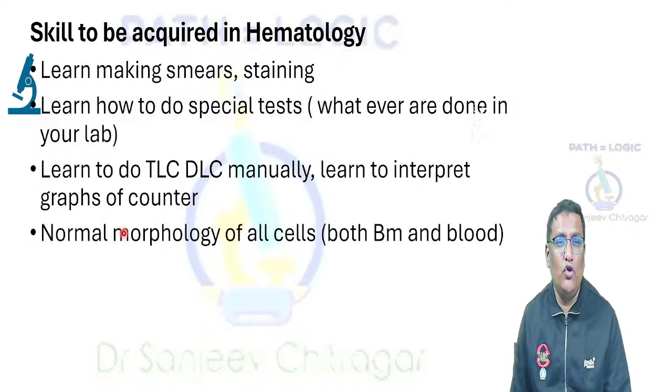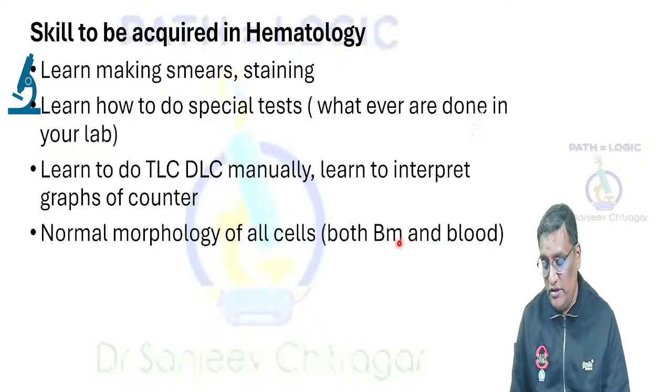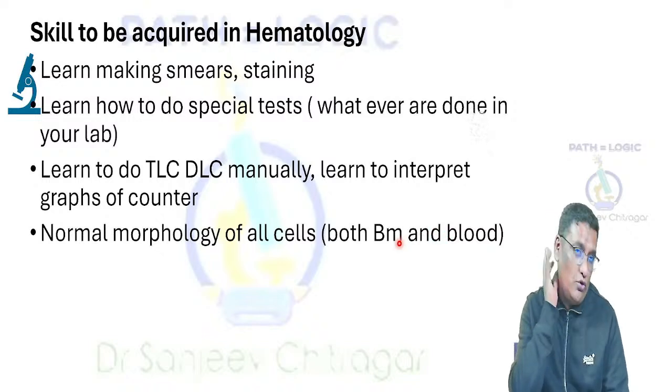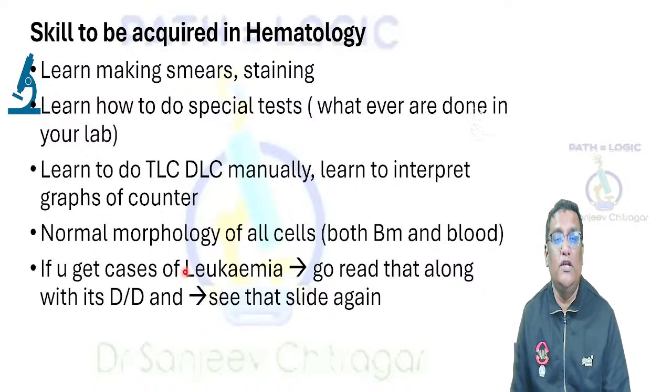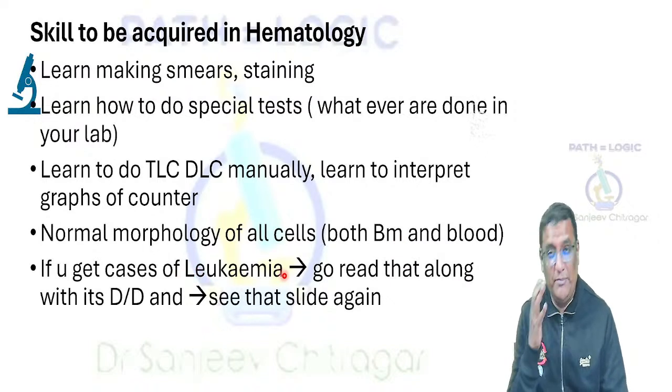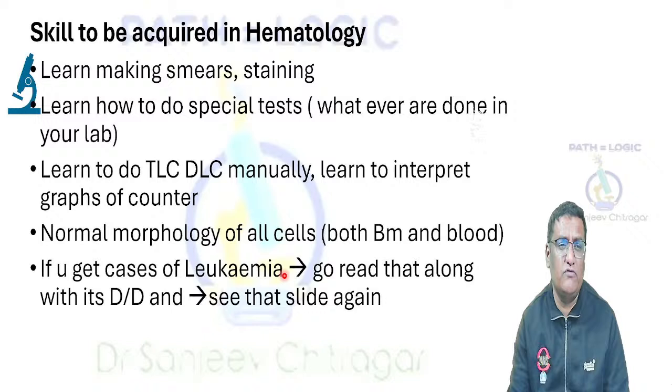Then you have to know the normal morphology of all the cells, both in the bone marrow and in blood. You have to learn them. So all the blasts you need to know, everything, those things. And if you get a case of leukemia, especially in places where there is not much caseload, then go back and read along with its differential diagnoses.